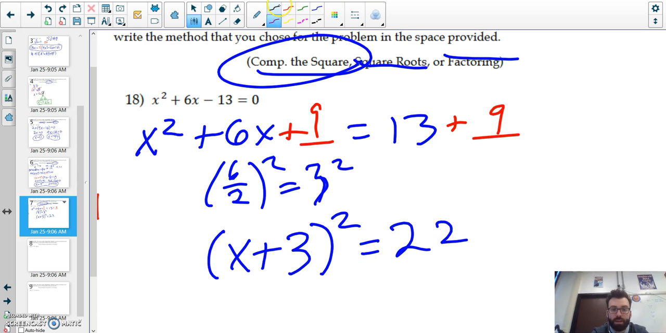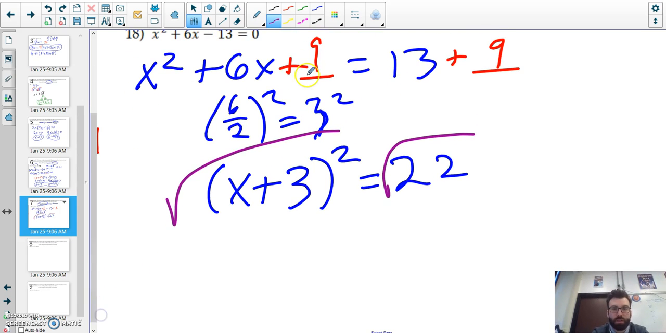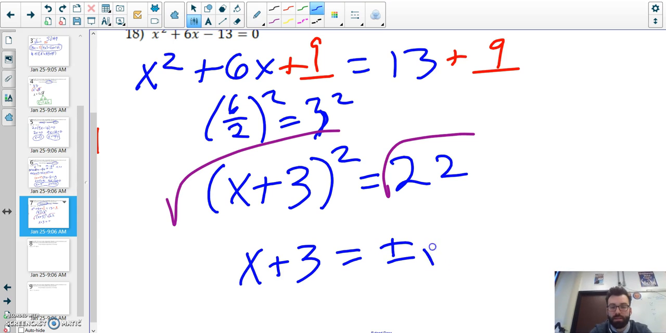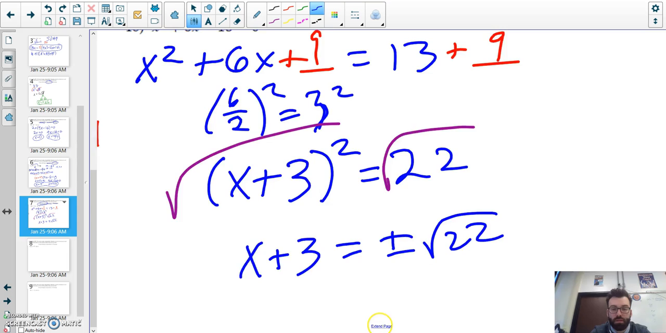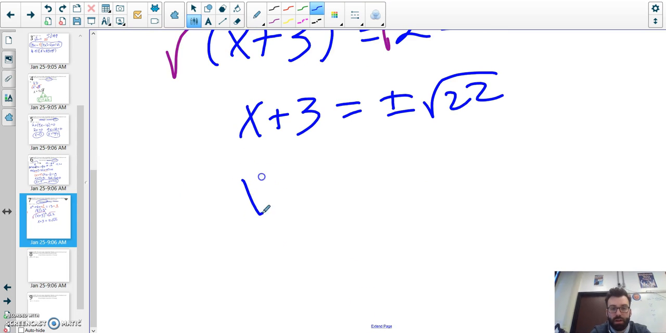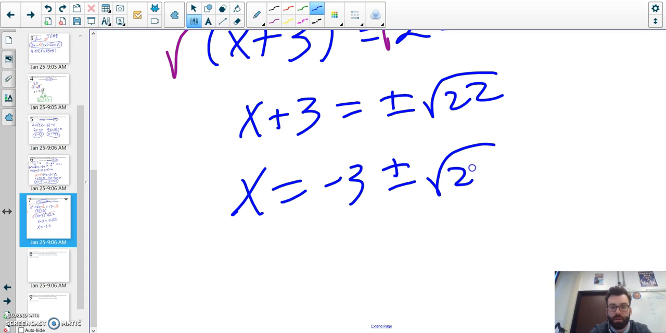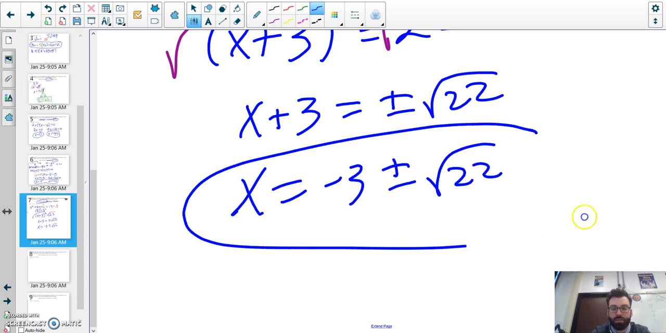Alright, next, I have the square. Now I want to take the square root of both sides. X plus 3 equals plus or minus root 22. Bring that 3 over, x equals negative 3 plus or minus the square root of 22. And remember, 22 does not simplify. There are no perfect squares that go into 22. So our method here was completing the square.